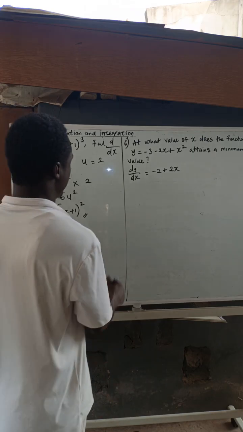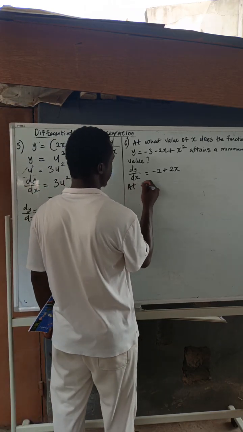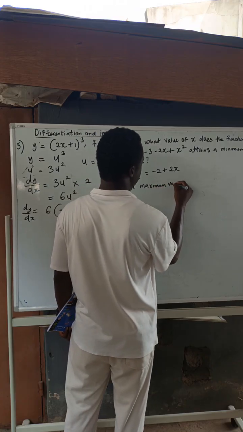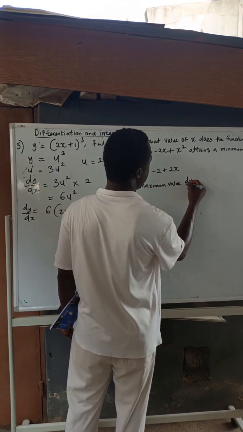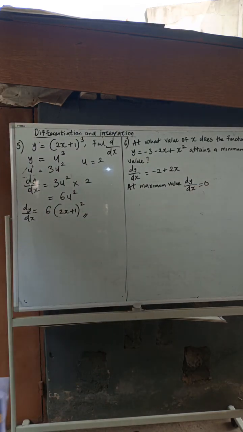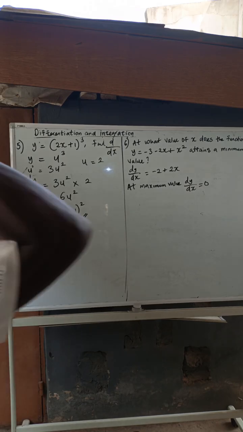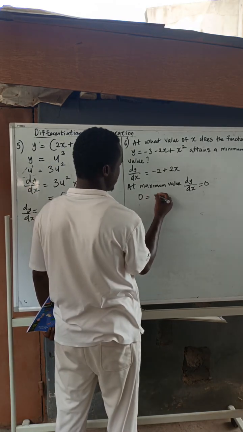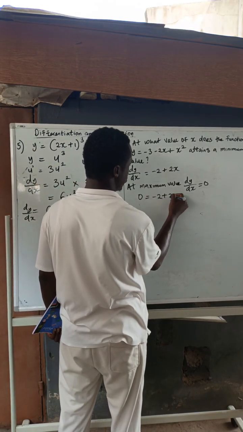Now, don't forget that I told you that at maximum value, your dy/dx is equals to 0. I've told you that the derivative of a number is equals to 0. So when you know that your dy/dx is now 0, all you need to do is to say 0 is equals to minus 2 plus 2x.